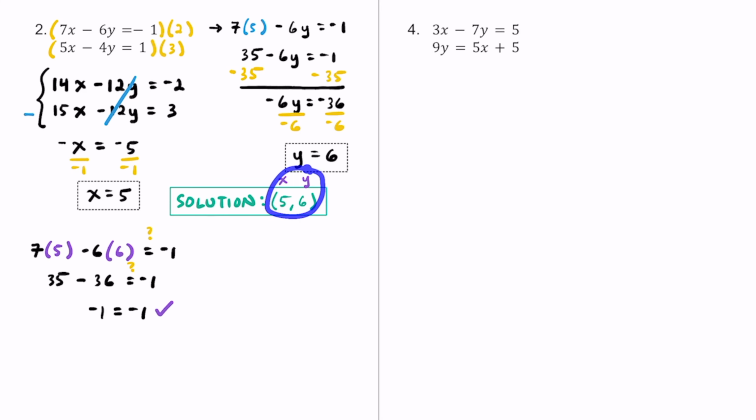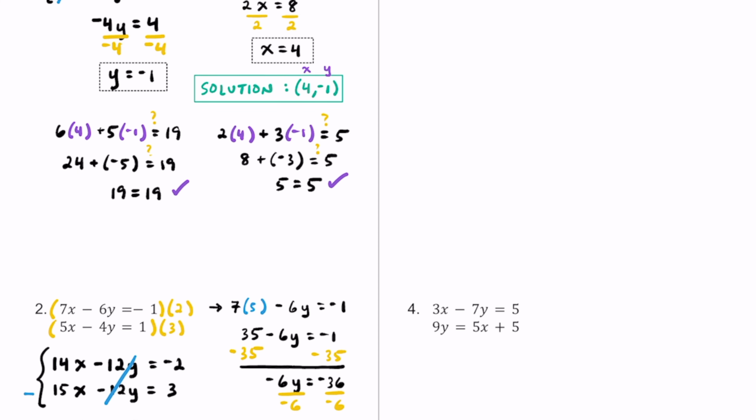And then plugging our solution into the second equation, we get 5 multiplied by 5 minus 4 multiplied by 6. And we're hoping that this is going to equal the positive 1 on the other side. So 5 times 5 is 25, and 4 times 6 is 24. So we're going to have 25 minus 24, and we are looking for that answer of 1. Now 25 minus 24 is equal to 1. 1 equals 1, so that is a true statement. So we know that our answer of (5, 6) does check out in both situations.